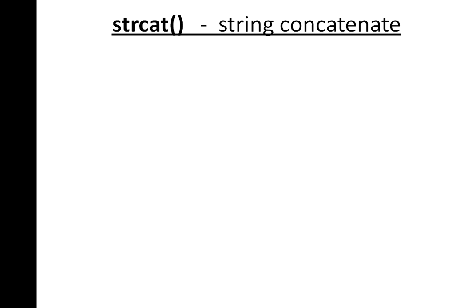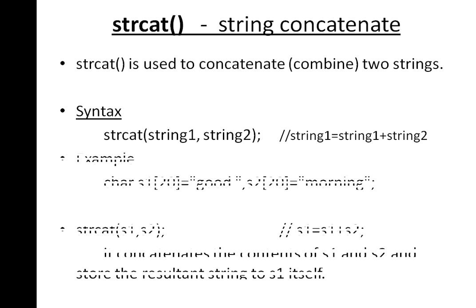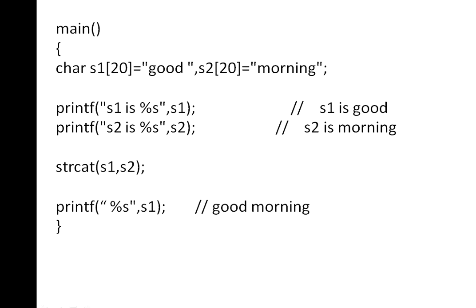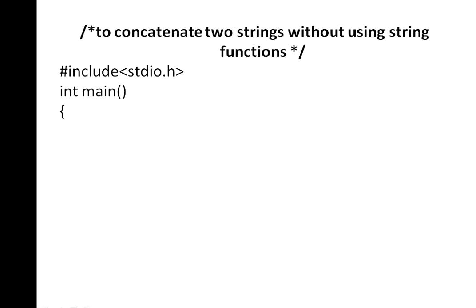So next we go for something called strcat. What is the concept of strcat? Concatenating two strings. That is, if you give strcat of s1 comma s2, s1 equals s1 plus s2; we concatenate s1 and s2, and that will be stored into s1 itself. If s1 is good and s2 is morning, concatenation will give you the output good morning. s1 will be replaced by s1 plus s2. That is the logic, right?